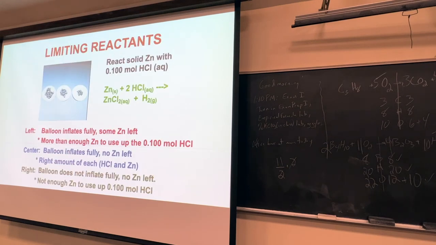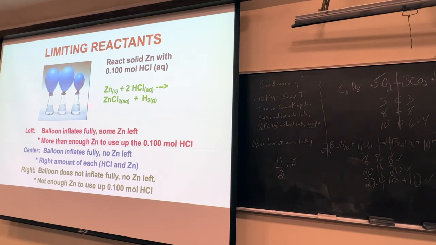For this demonstration, we put 3 different amounts of zinc into the same amount of hydrochloric acid. At the end of the reaction, there is still some zinc remaining in the flask on the left. The reaction on the right did not generate as much gas because there was an insufficient amount of zinc. In the center reaction, the balloon inflated fully and all the zinc was consumed. Now, these 3 balloon examples here actually show the 3 kinds of things you can get into.